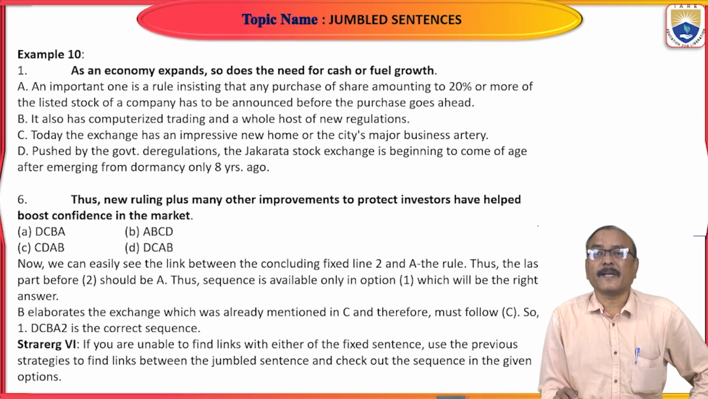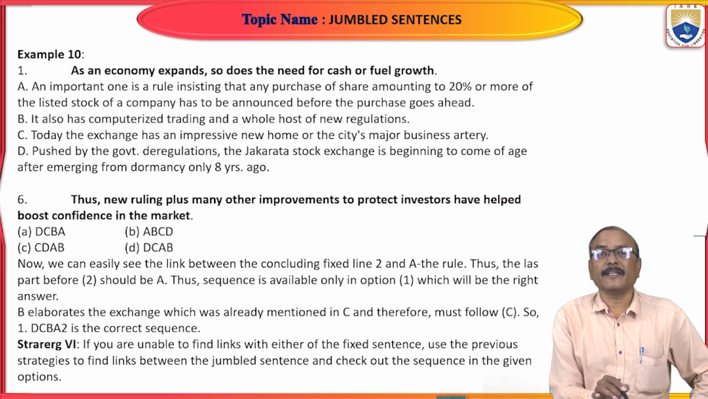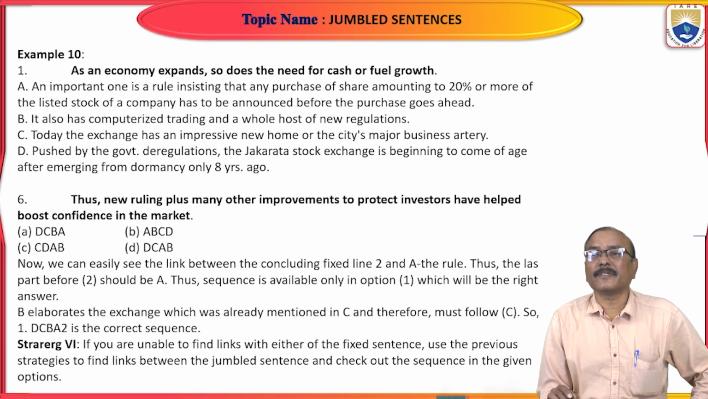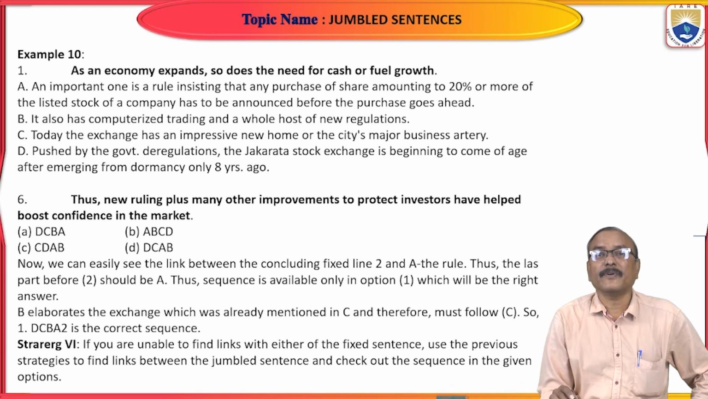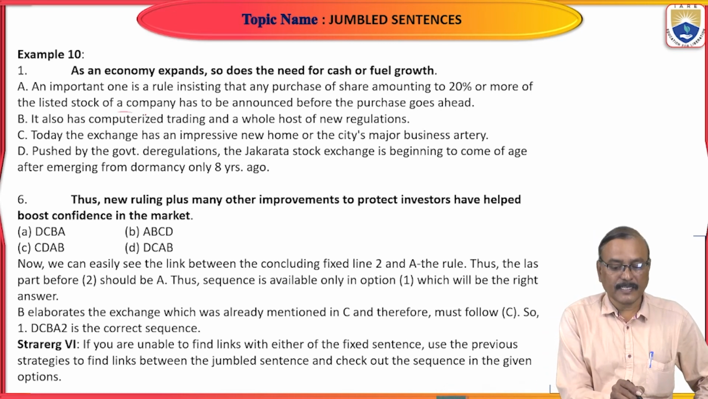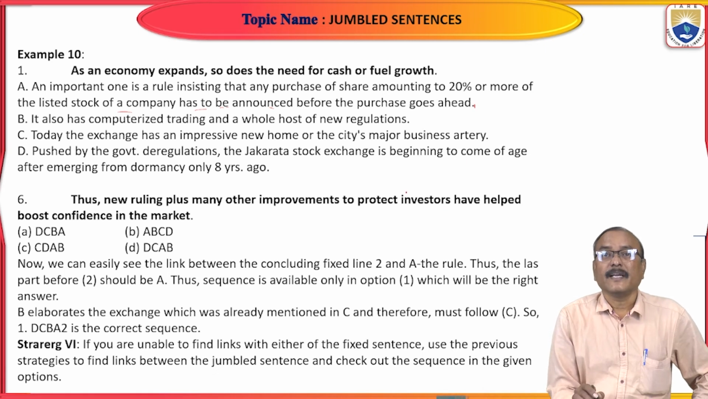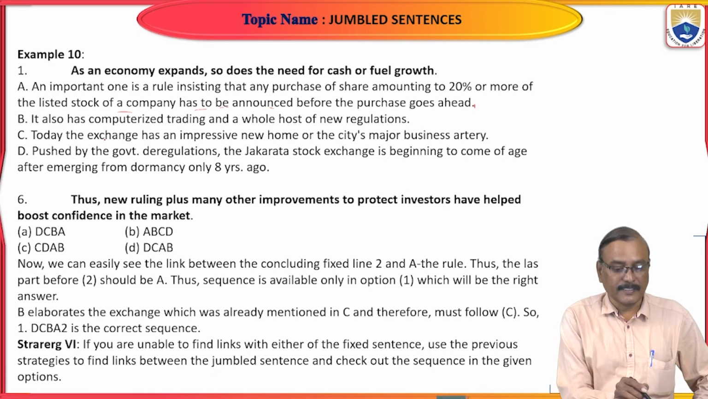As the economy expands, so does the need for cash to fuel growth. Read the remaining statements between. An important one is a rule insisting that any purchase of shares amounting to 20% or more of a listed stock of a company has to be announced before the purchase goes ahead. It also has computerized. What is that?